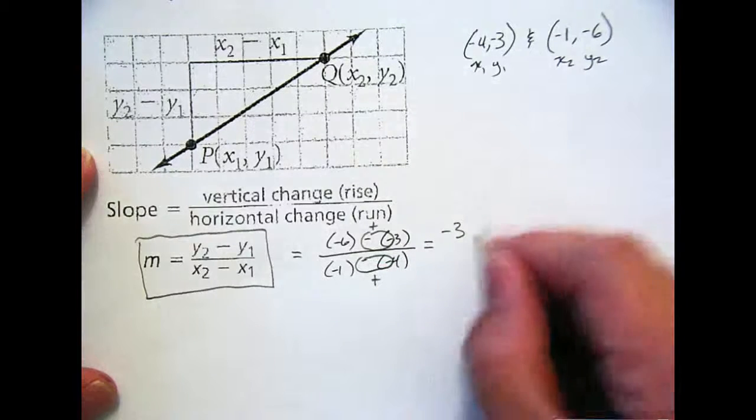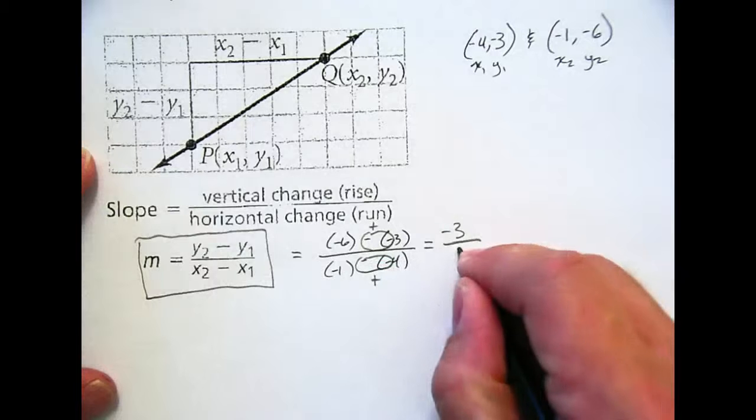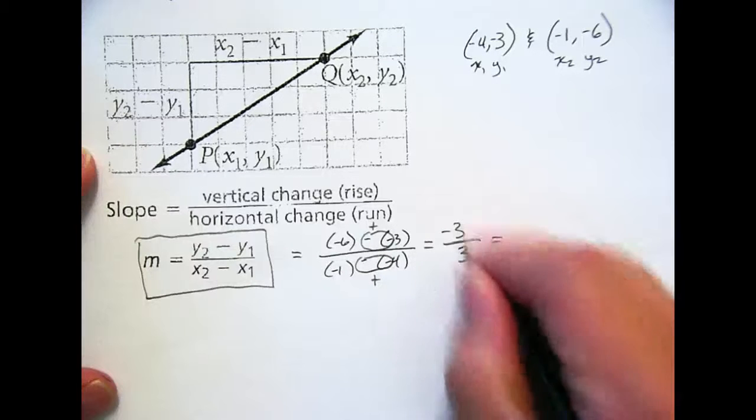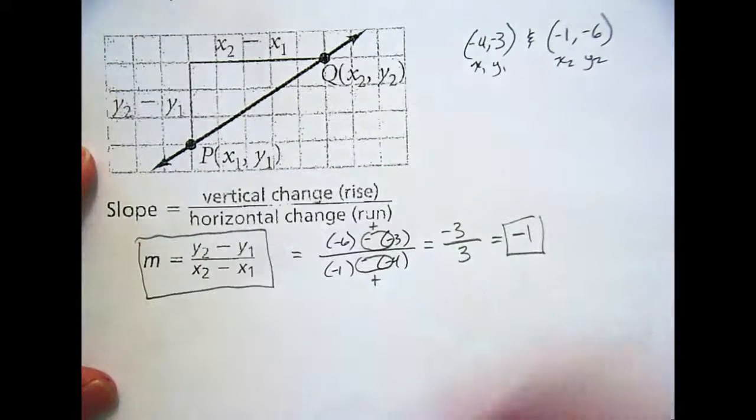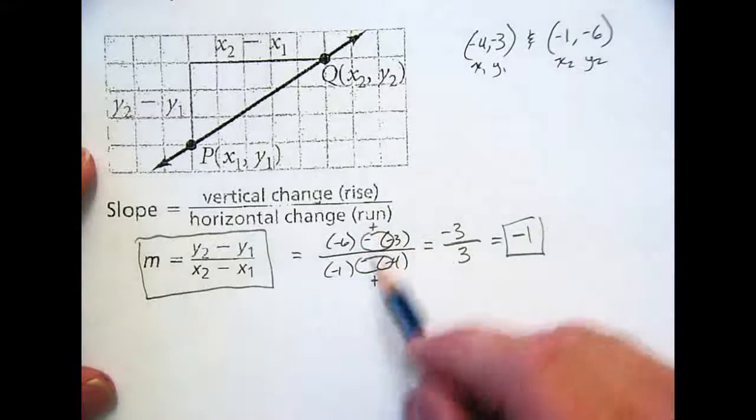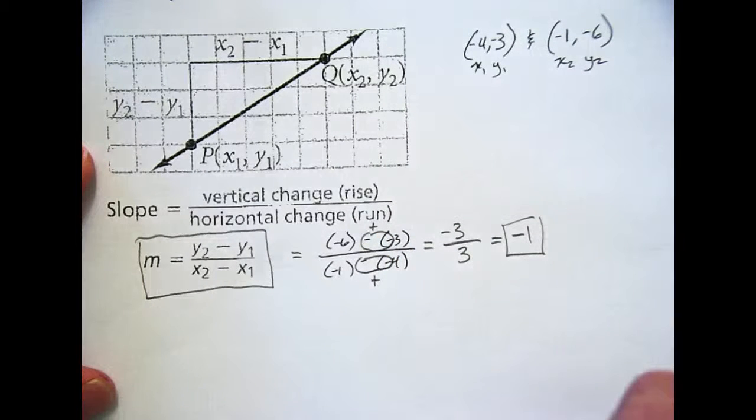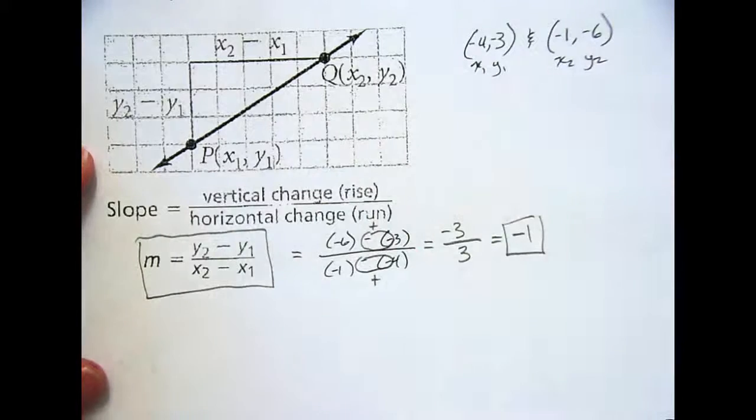-1 plus 4 is 3. And my slope is then? -1. Now, how many got -1 as your slope? Okay. Did anyone accidentally mess up the double negative thing? It's the most common mistake I see, so it looks like we're good on that.